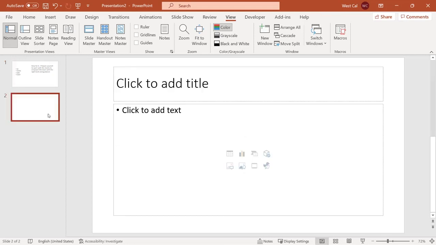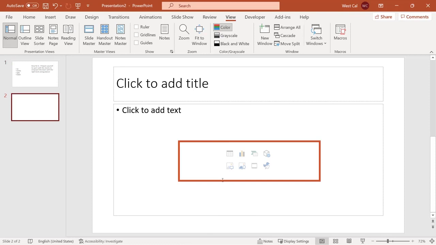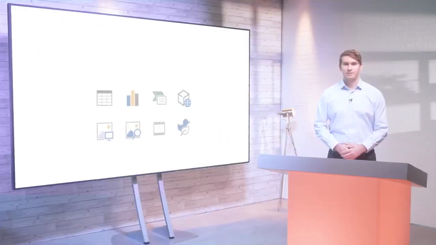You may also see icons inside slide placeholders. Click any icon to insert that type of content. The types of content that you can insert are table, chart, SmartArt graphic, 3D model, local image, online image, video clip, and icon.